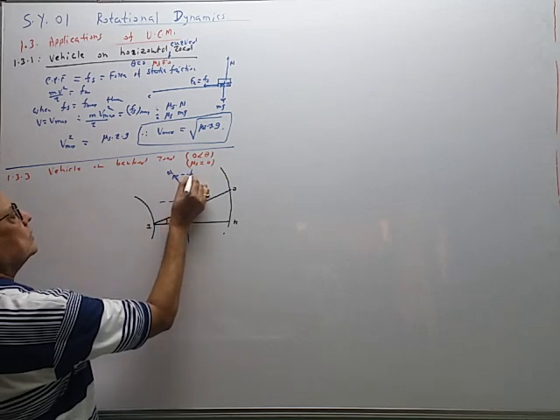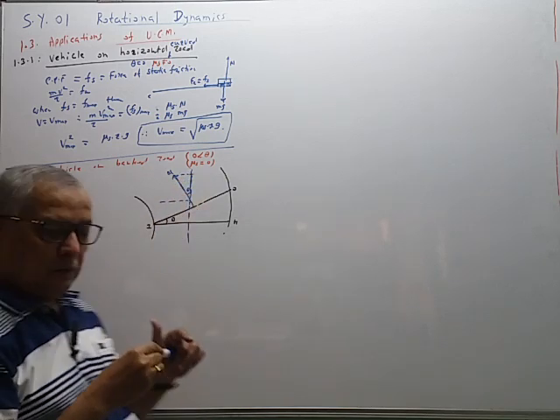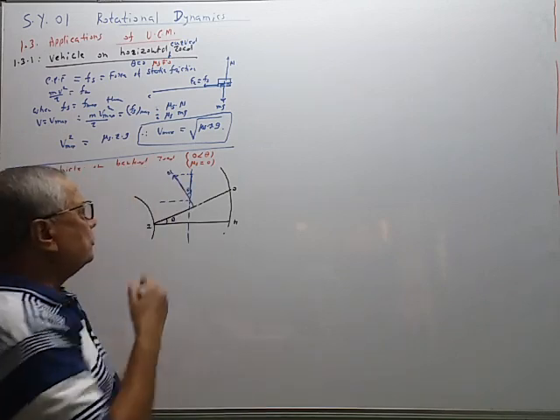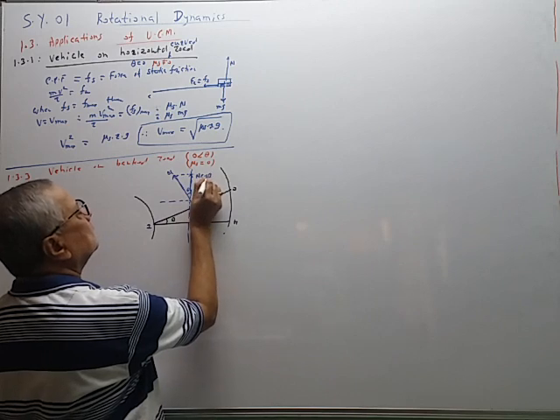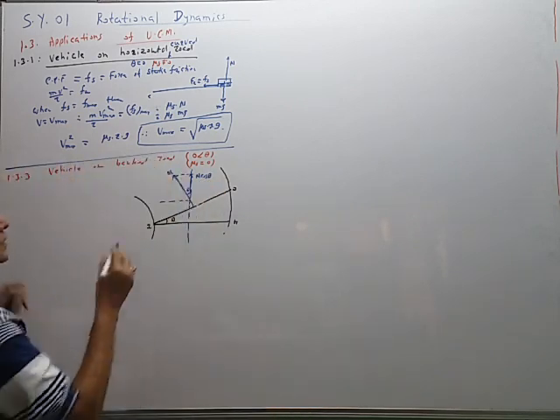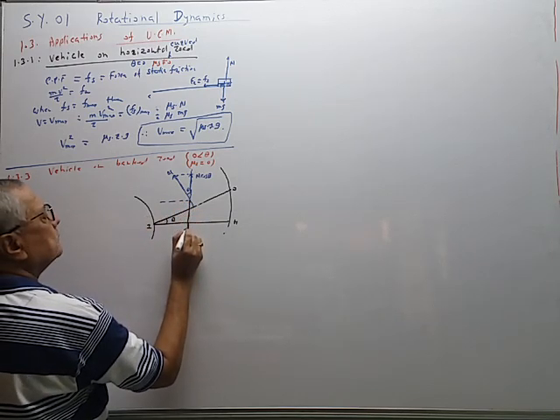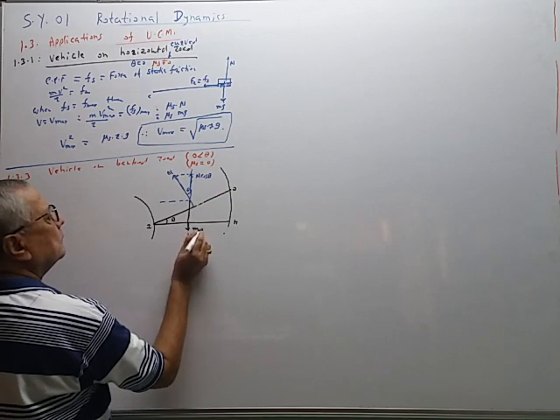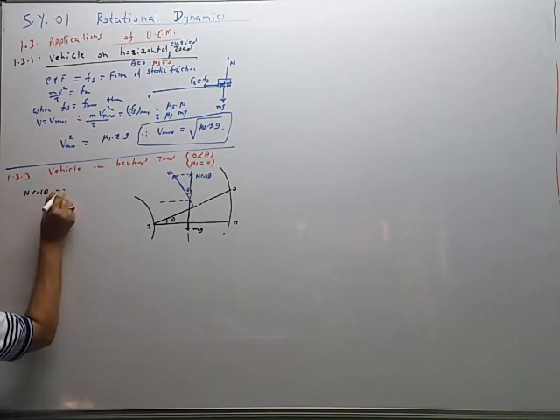So this is the component, this is the component N cos theta. This N cos theta balances mg. So N cos theta balances mg.